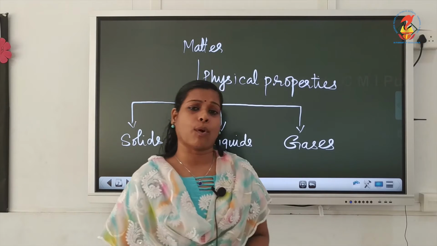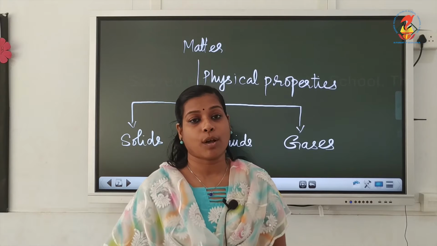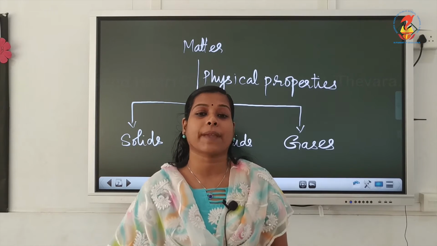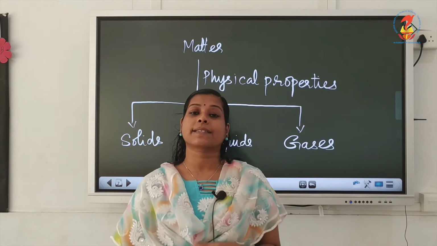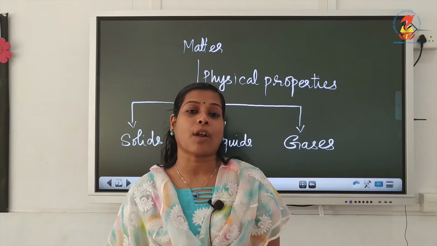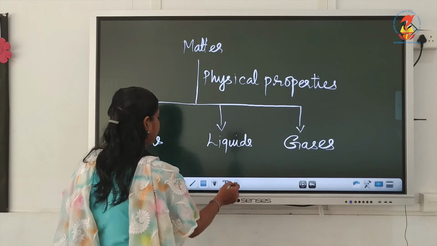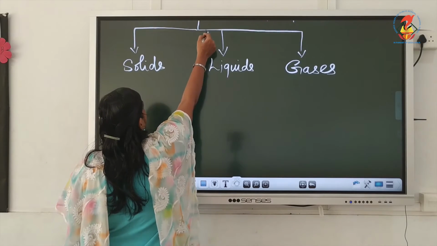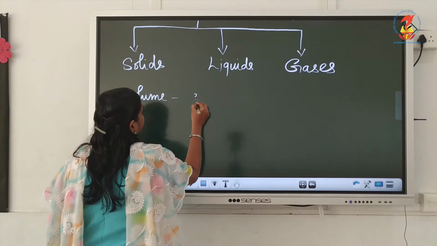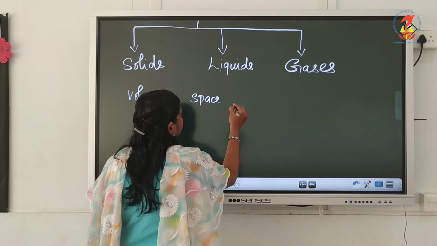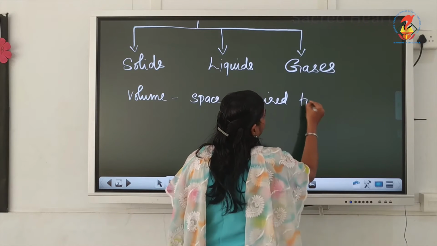What do you mean by volume? Volume is the space needed for occupying an object. An object requires some space for its occupying, and that space needed for an object is known as volume. So volume is the space required to occupy.